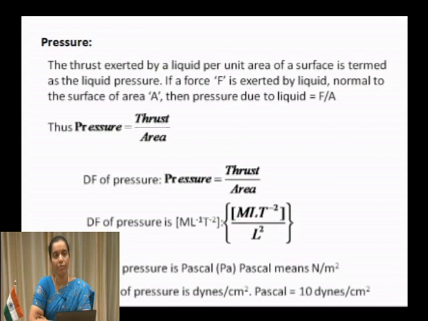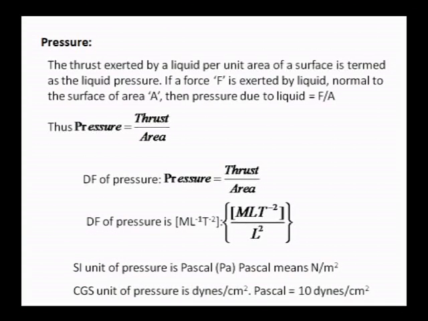The dimensional formula of pressure is thrust divided by area. We already saw the dimensional formula of thrust is M^1 L^1 T^-2, which we substitute in the formula, and area has the dimensions L^2. So, on simplifying, the dimensional formula of pressure reduces to M^1 L^-1 T^-2.